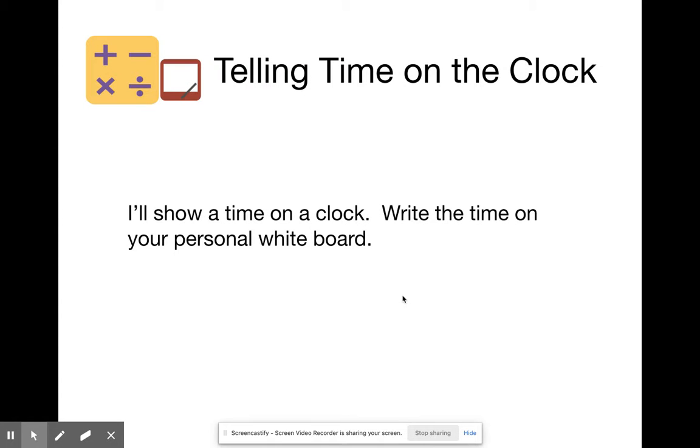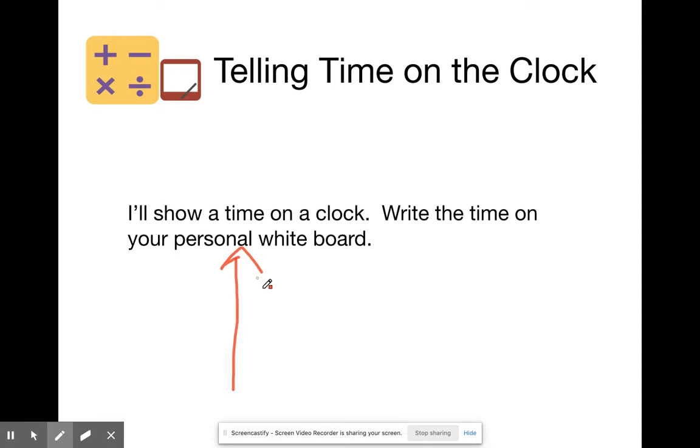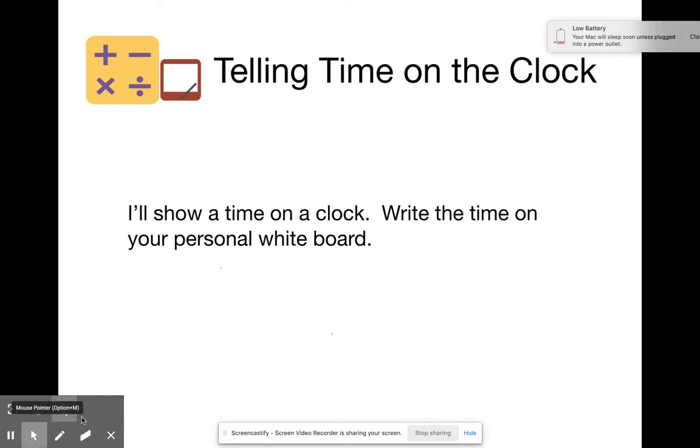I'm going to show you a time on a clock, and in the corner of your desk, I just want you to write what time it is. So one thing I want to show you is when the clock hand is long, that stands for minutes. And when the clock hand is short, that stands for hours, okay? So the long hand is the minutes, the short hand is the hours.